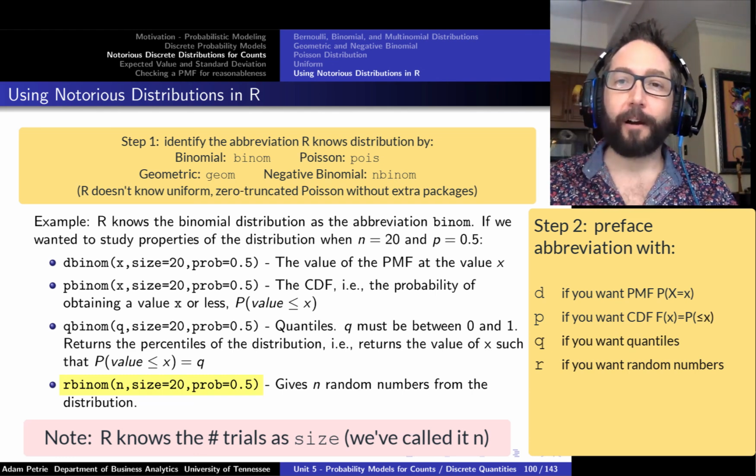So something like rbinom would take as its first argument n the number of random values you want from this distribution. Then you would follow it up by, okay, well, what is the total number of trials, your size parameter, say 20, and probability of success, 0.5.